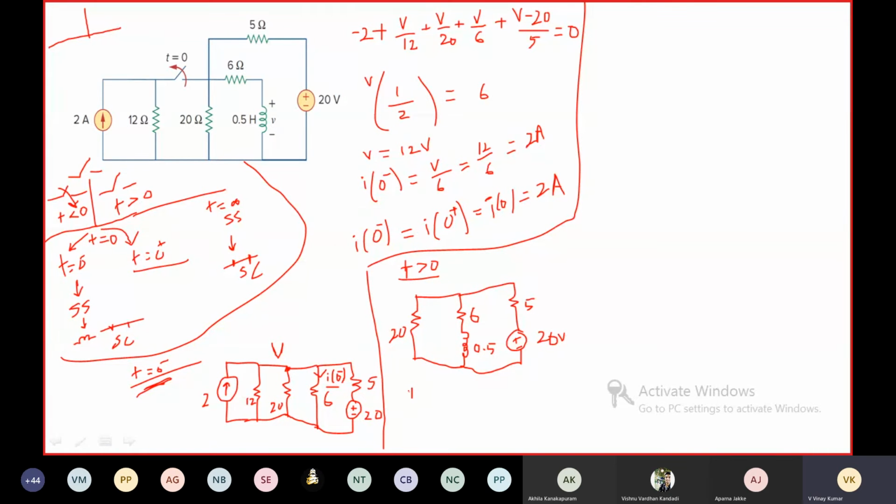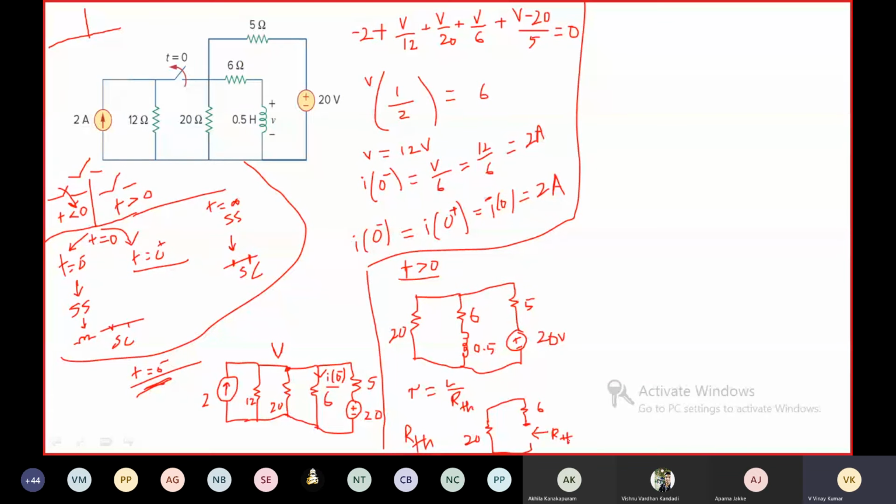Let us find the time constant. Tau is equal to L by R, not L by RTH. Okay, we have to find RTH. Here RTH is the Thevenin's resistance between the terminals of the inductor. So finding RTH between the terminals of the inductor, this is 20 ohms, 6 ohms.